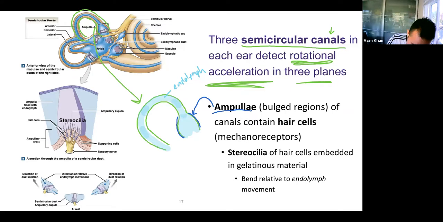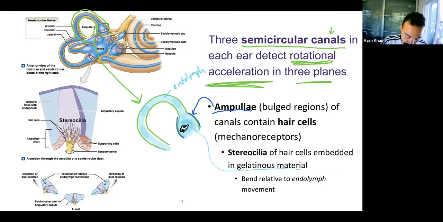So let me draw some hair cells. I'll just draw one for simplicity. Definitely not to scale. There's a hair cell. This hair cell is contained within a gelatinous material. So let me attempt to draw a gelatinous substance surrounding the hair cell.